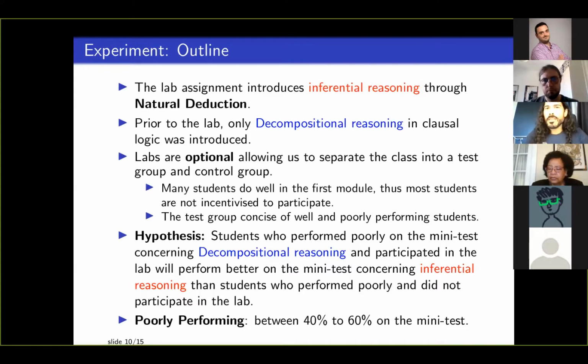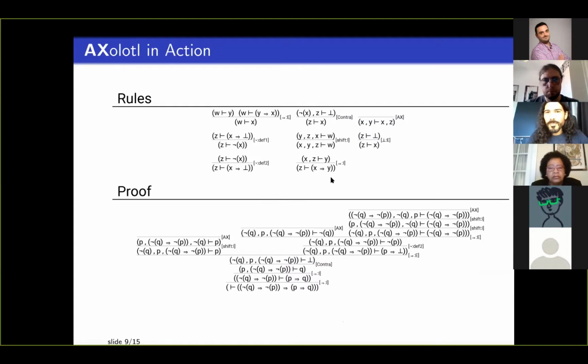Concerning the experiment, what we did was we designed a lab, which I have in the appendix in case anybody has a question about it, for inferential reasoning and natural deduction. Students don't know natural deduction at this part of the course. They only know decompositional reasoning. What is decompositional reasoning? It is precisely what you see here where I put the mouse pointer. All you do is shift around the symbols. You don't do anything else. You just remove this implication and you get the two variables on top.